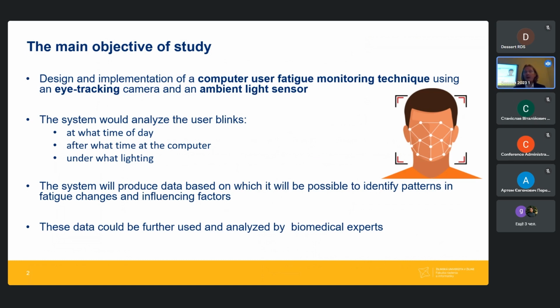after what time in computer use, or under what lighting. The system will produce data, based on which it will be possible to identify patterns in fatigue changes and influencing factors. And this data could in the future be analyzed by biomedical experts.